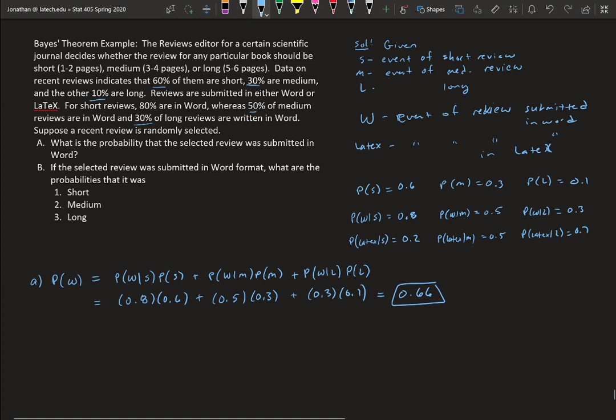How do you get probability of Word given medium equals 0.5? That says 50% of medium reviews are in Word. So 50%, this one is right there. Word given medium. It says 50% of medium. So given that it's a medium review, medium in length, it says 50% of those are in Word. So not sure if that cleared that up.